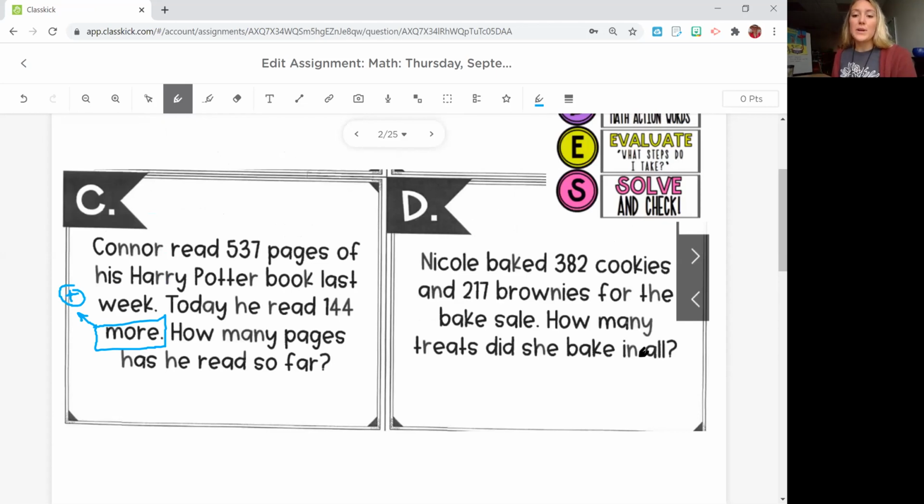Nicole baked 382 cookies and 217 brownies. Holy moly, that's a lot for the bake sale. How many treats did she bake in all? Friends, we've seen that word before, in all. I already know that that is a math keyword. And we did this, I believe, on Tuesday, and it means that we need to add. In all means we had to add.